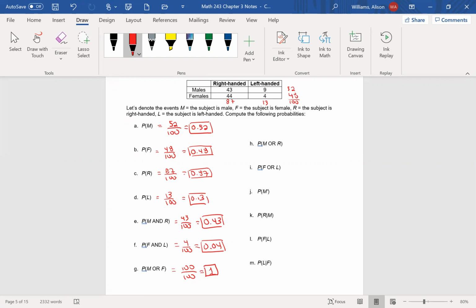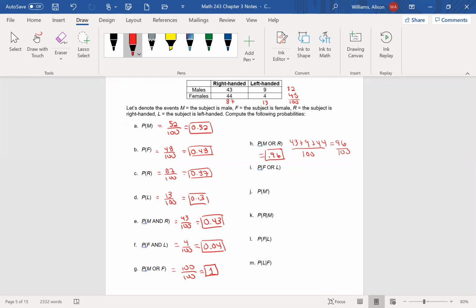So the easiest way to be doing that is just to do the 43 plus 9 plus 44, the other right-handed people who are female. So that totals up to 96. And we could say 96 out of 100 then, which is 0.96. I'll squeeze that in over here. Okay, so we're going to use that same logic for the next one.